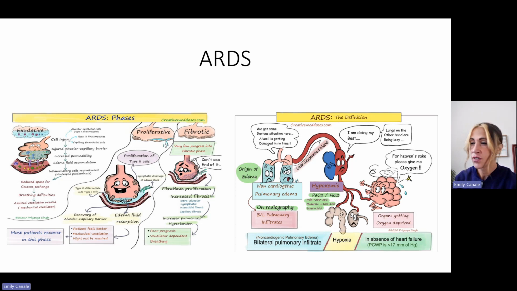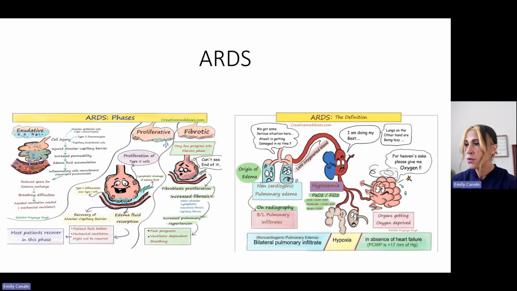In the initial stages, you're going to see the patient in a state of hyperventilation and tachycardia because they're trying to compensate for that level of hypoxemia. So the ABG is going to reveal respiratory alkalosis due to the hyperventilation.